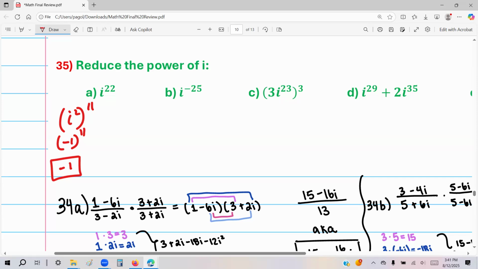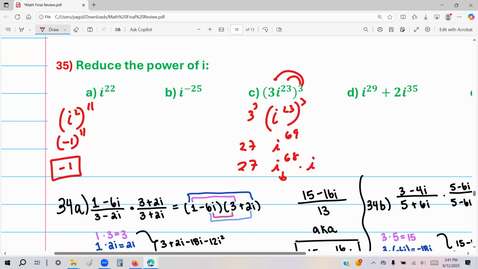C is a distribution. So 3 squared and i to the 23 squared. You get 27 i to the 69. 69 is 68 and 1, right? So you can see easily you are going to have an i result, 68 and i. So the answer will be either positive i or negative i. And now you have to decide in the middle which one you have, positive or negative.